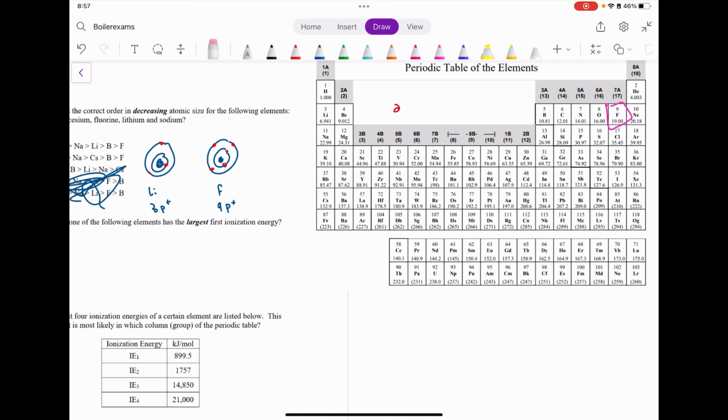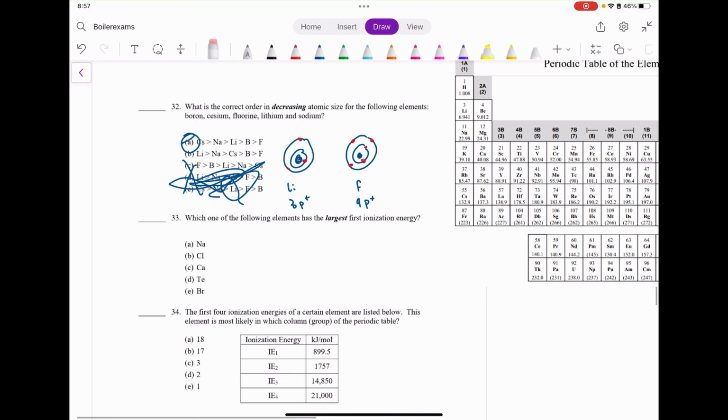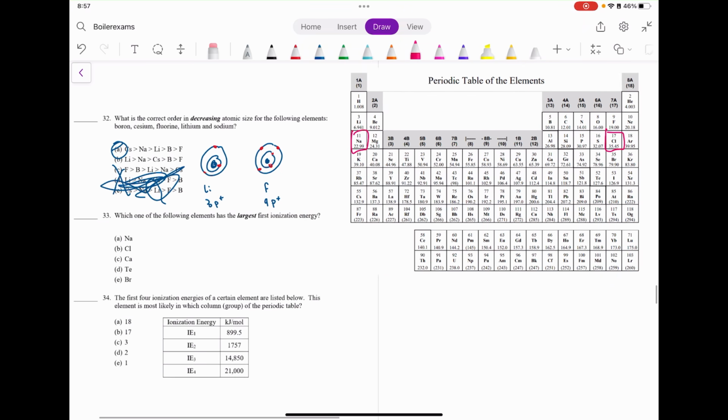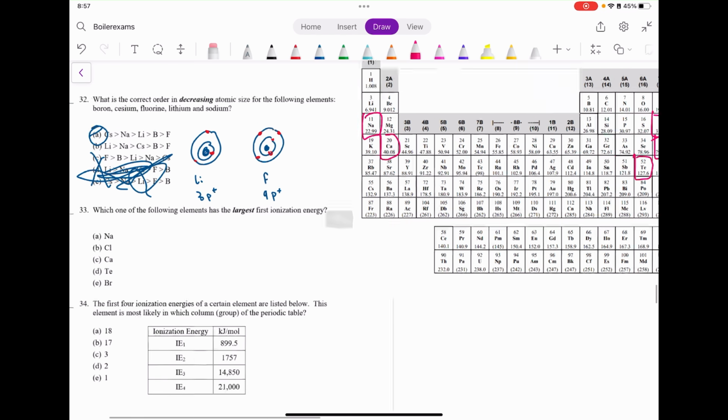Although it probably is going to be a very similar explanation. Okay, 33. Let's find these again. Sodium, chlorine, calcium, Te. I don't know what Te is. Te and then bromine. Okay. And they want the largest first ionization energy.